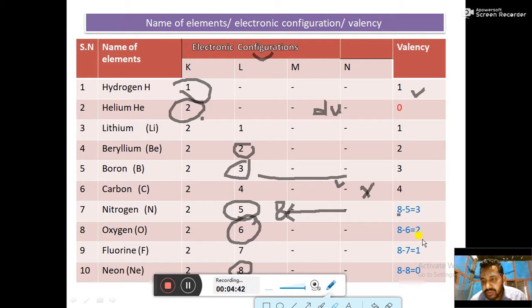Those which gain electrons are negative and should be kept at the back side, and those which lose electrons should be kept first while writing the molecular formula. You should note that. Fluorine, similarly, let's go to the next slide.